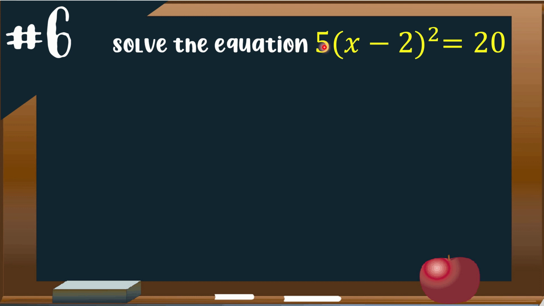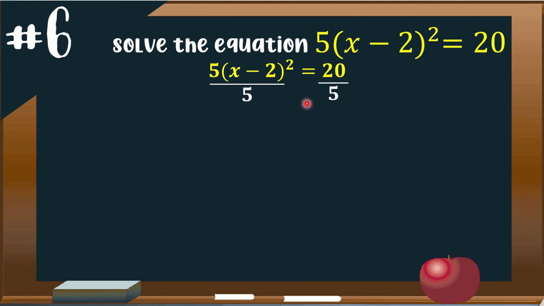Solve the equation 5 times quantity of x minus 2 squared is equal to 20. Ano na yan? Meron pang number outside the parentheses. So in that case, yes, again, we will not do distributive property. Hindi natin gagawin. At hindi rin natin gagawin si FOIL method. So ano pong gagawin natin? Una, isolate po na natin si quantity x minus 2 squared. Kailangan siya lang muna mag-isa dyan. So, paano po gagawin? May 5 na po sa tabi.